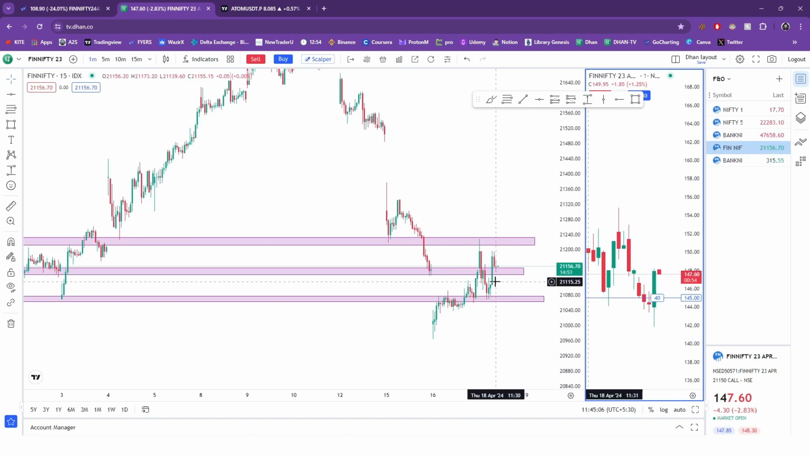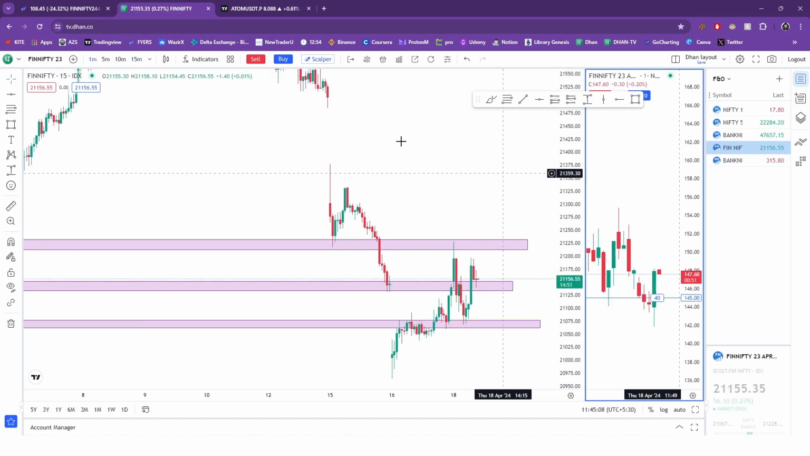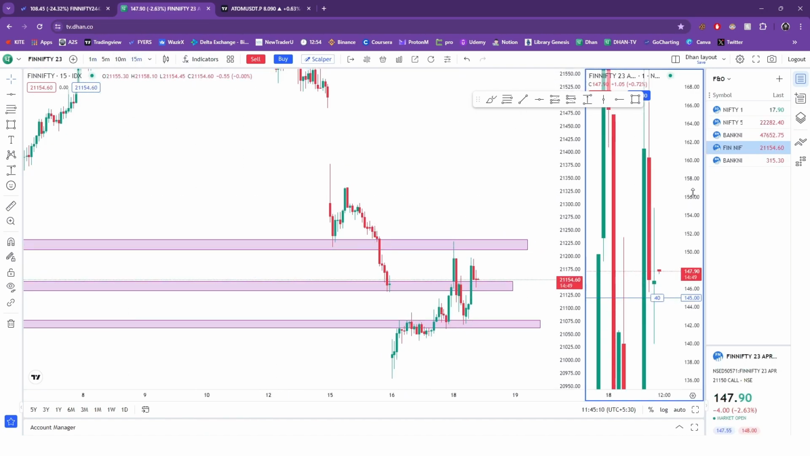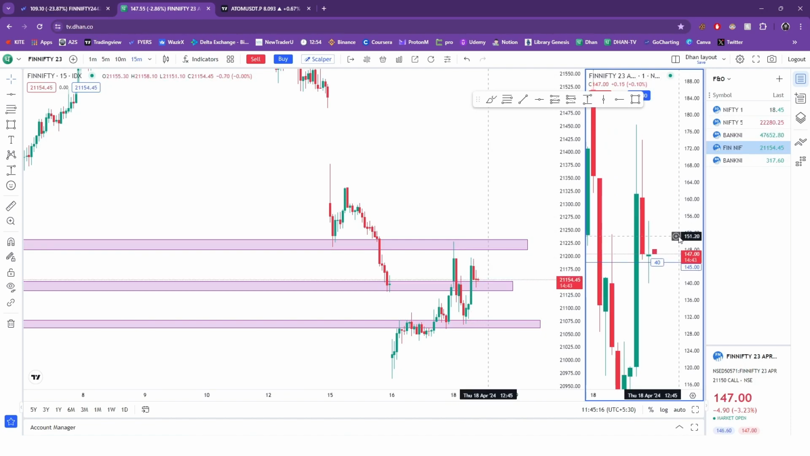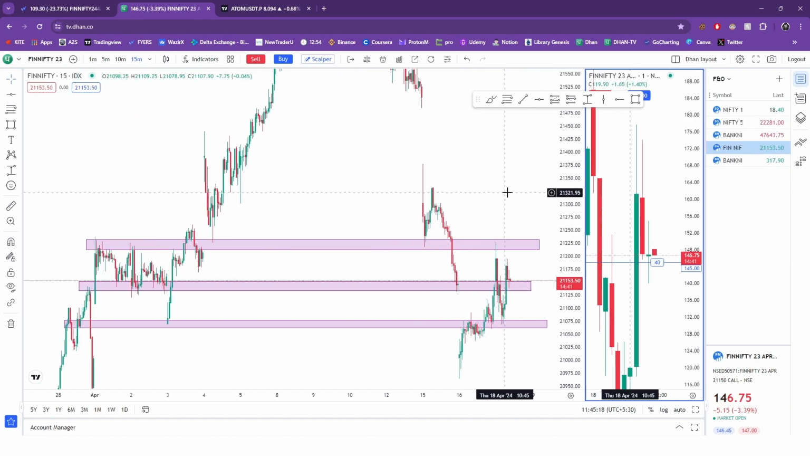Okay, the candle closes. It closed as a weak red candle, what I was expecting. So it was as I had previously planned. So now I'm going to take a position here.